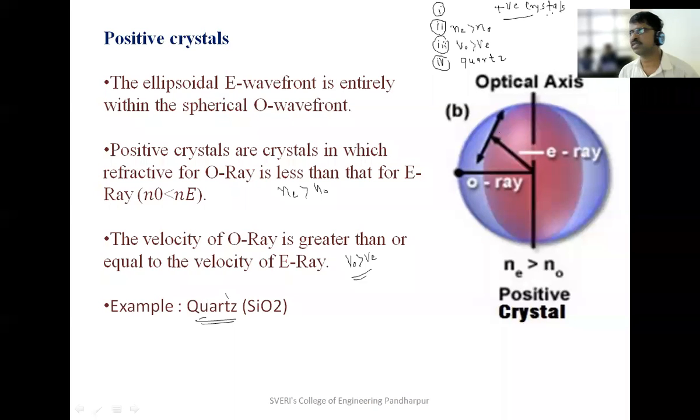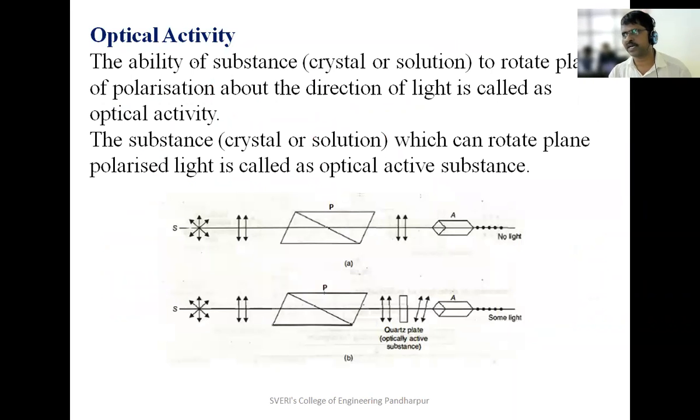Calcite and quartz are examples of double refracting mediums. There are two types of double refracting mediums, positive crystals and negative crystals. Okay, right, next is our next article, write it: optical activity.